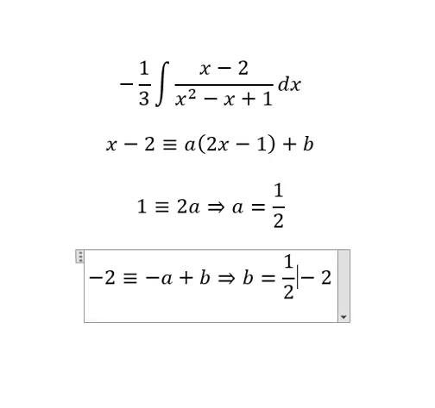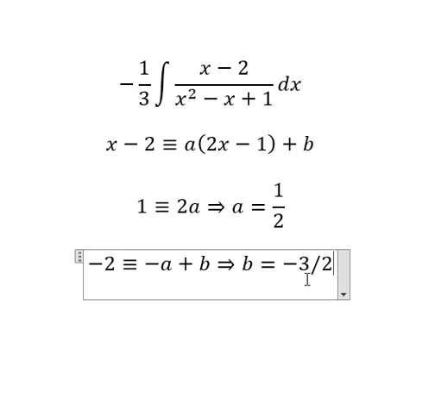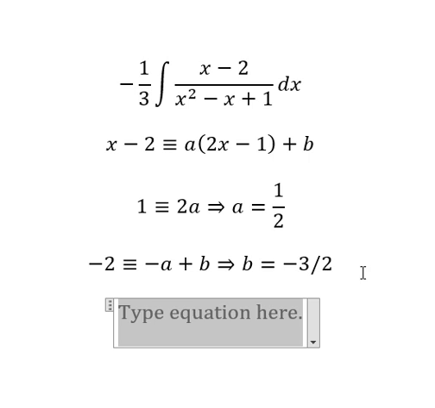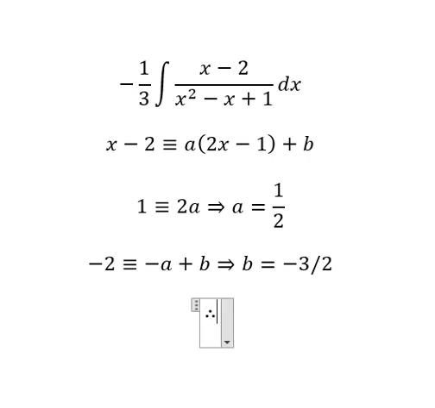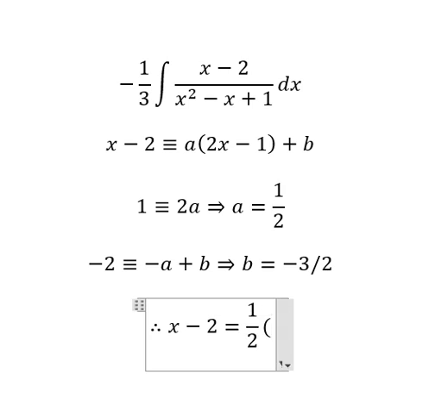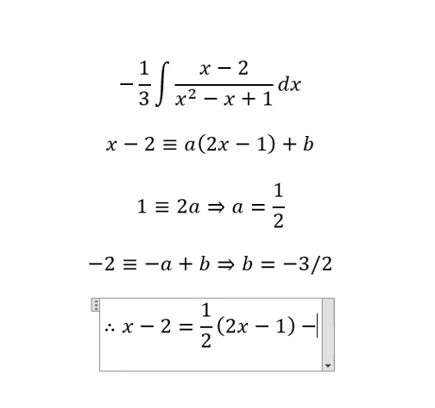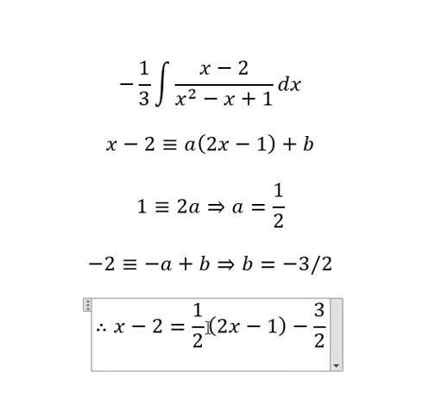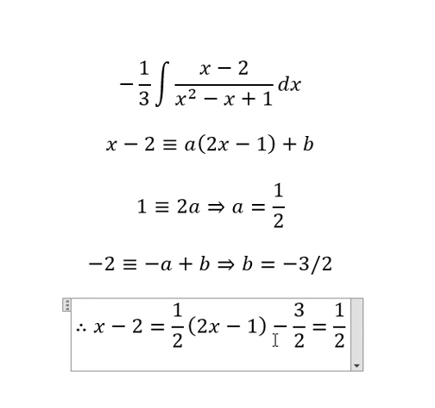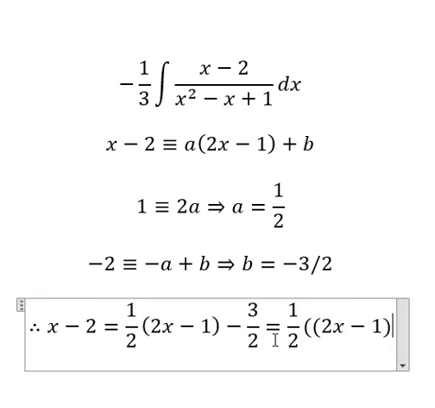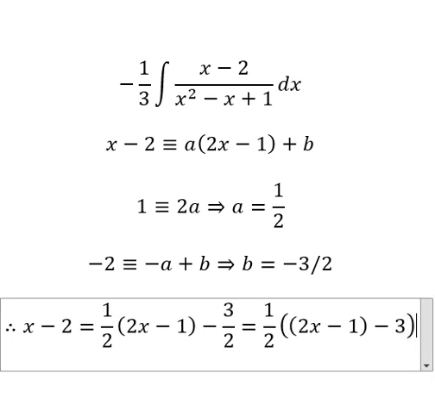But what is a? A is half. And what is half minus 2? Half minus 2 is negative 3 on 2. So I have negative 3 on 2 as my b. So we can give a little conclusion that x minus 2 is the same as a, which is half, times 2x minus 1, plus b, which is minus 3 on 2. You see, if you factorize half, you're left with 2x minus 1 minus 3.